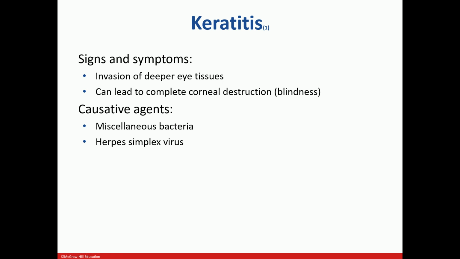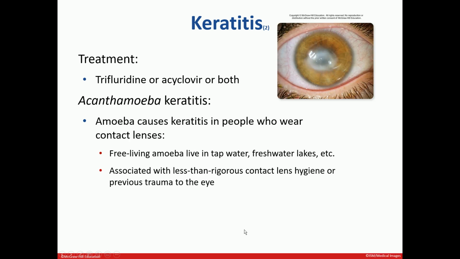Okay, the last eye infection we are going to talk about is called keratitis. This basically involves the invasion of deeper eye tissues, and it can lead to corneal destruction and also to blindness. The causative agents are miscellaneous bacteria, which can cause this deep eye tissue infection, and it can also be caused by the herpes simplex virus. What is the treatment for keratitis? Trifluridine or acyclovir can be given to these patients.